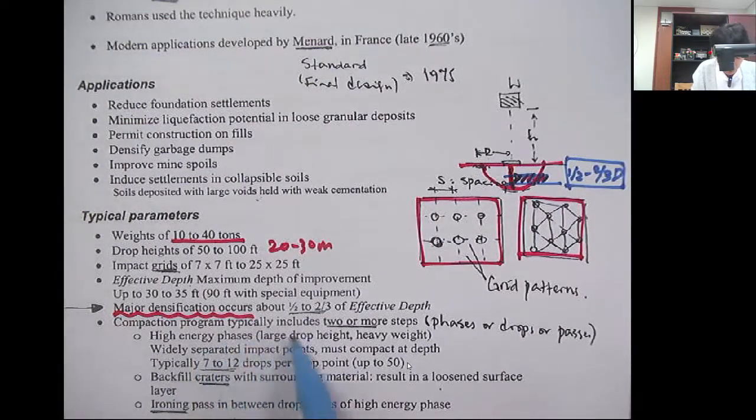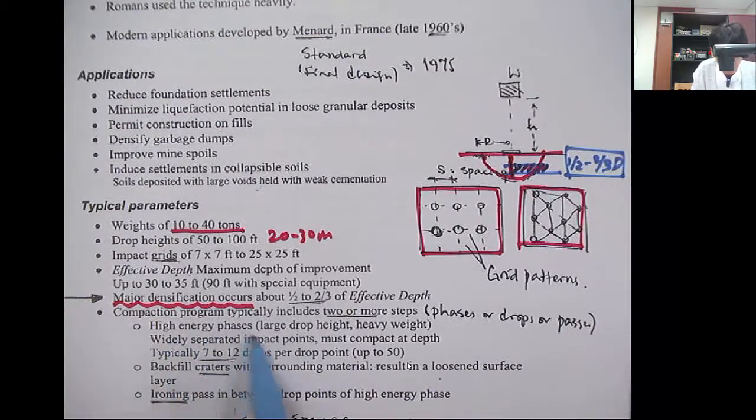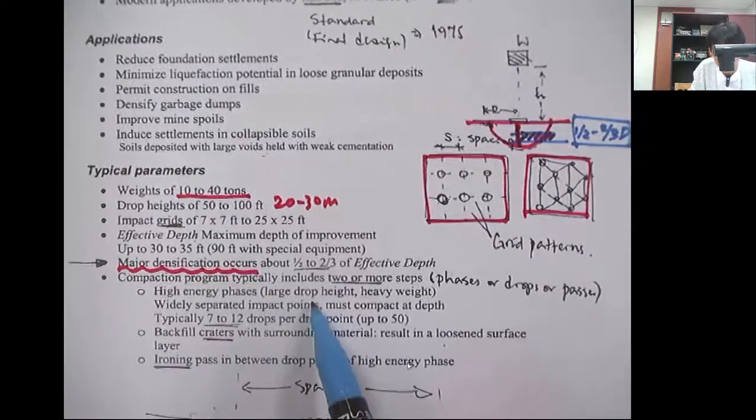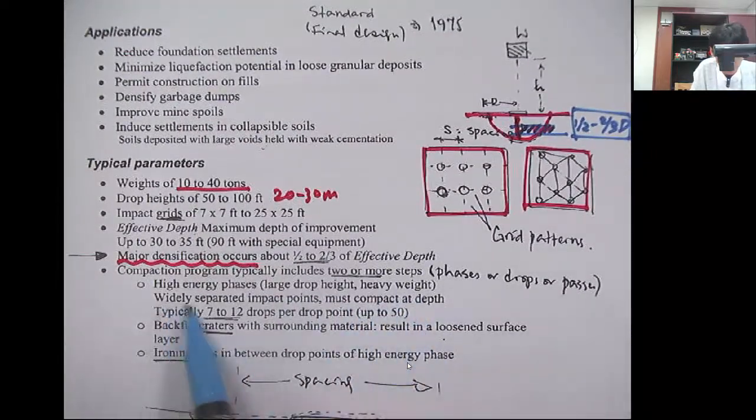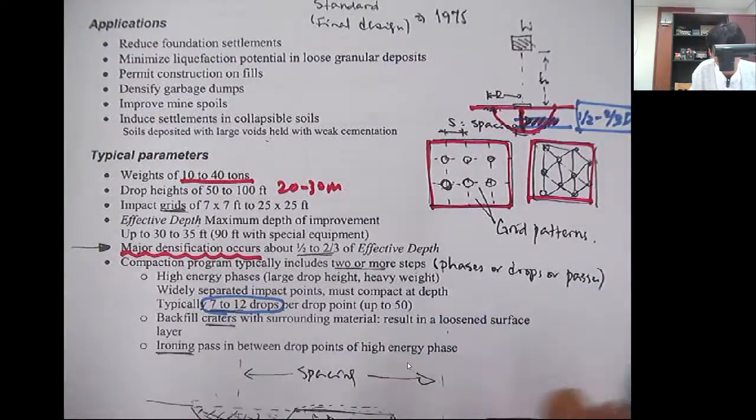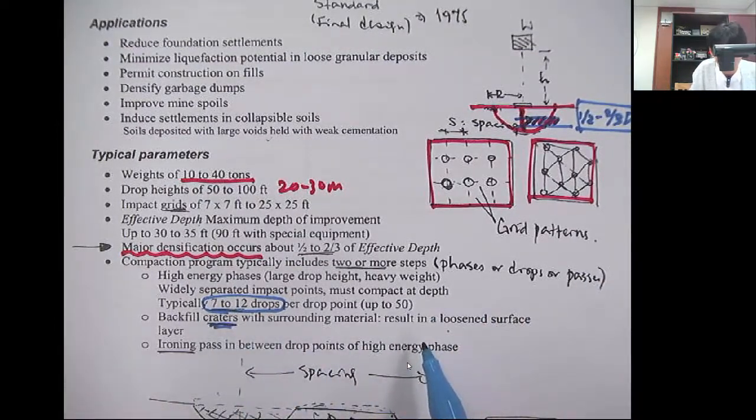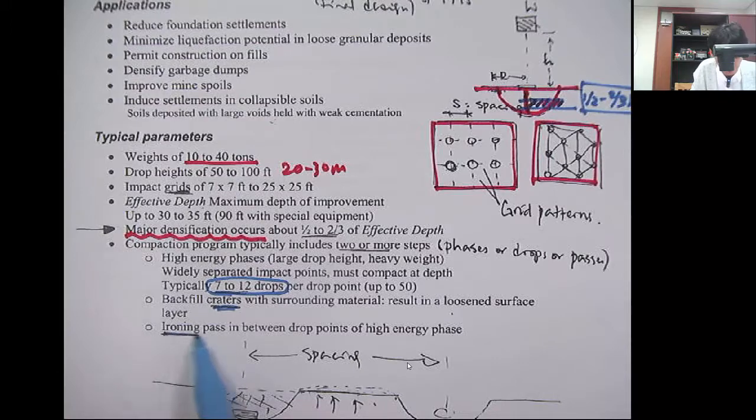The compaction program typically includes 2 or more steps, or people call it 2 phases or multiple phases, and high energy phases. So you drop the pounders with the heavy weight. Widely separated impact points must compact at depth, typically 7 to 12 drops. So this is the number of drops per drop point. Backfill craters with the surrounding material. So you fill these craters with the surrounding material, and then this will result in a loosened surface layer, so you have to have an ironing pass in between drop points of the high energy phase.